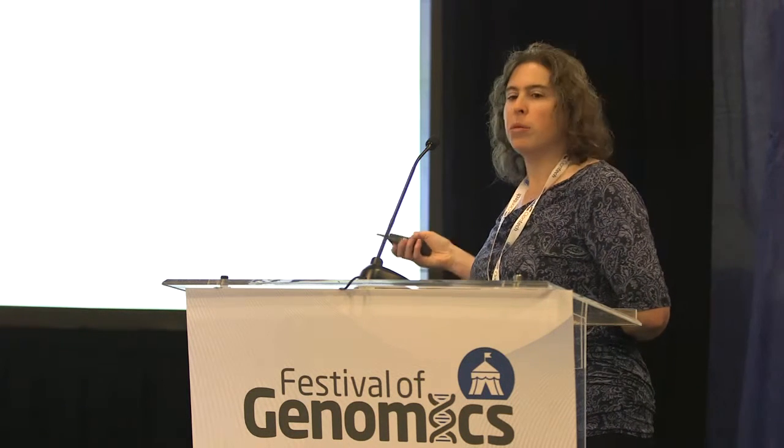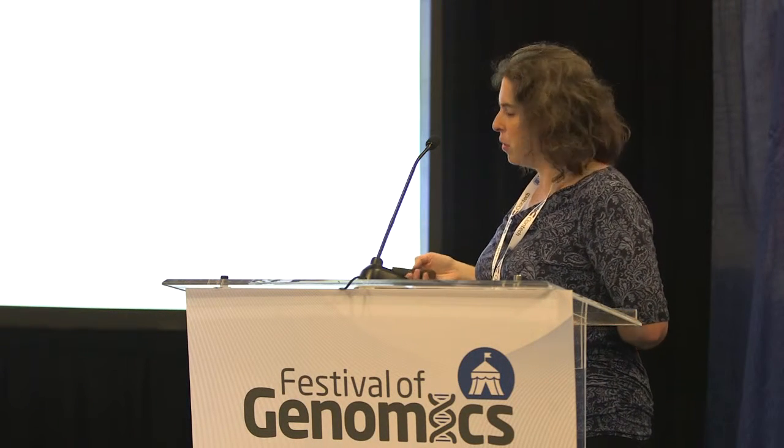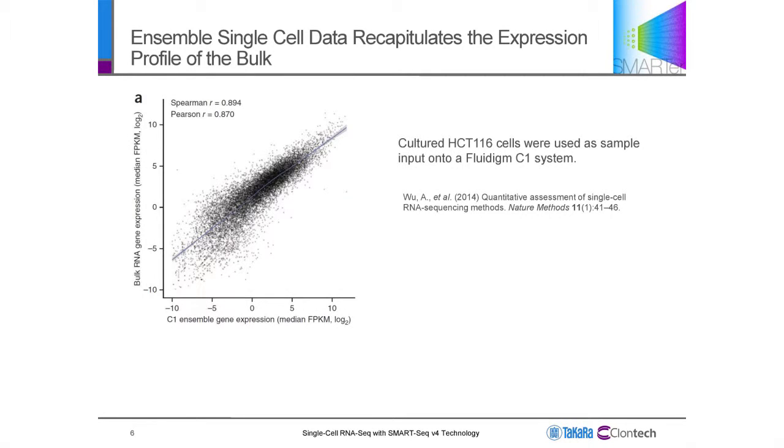One question we ask is, does the variation we see in single cells recapitulate what we see in the bulk sample? So what we're looking at here is a study from Steve Quake's lab using the Fluidigm C1 system, single cells, and what we're looking at on the x-axis is an ensemble of the gene expression of those single cells, and on the y-axis of bulk. And what you can see is that there's a pretty good correlation, which really says that the variation that we see in single cells is present in the bulk population.